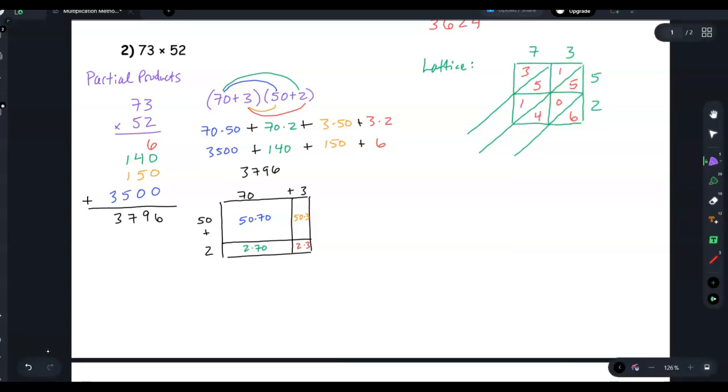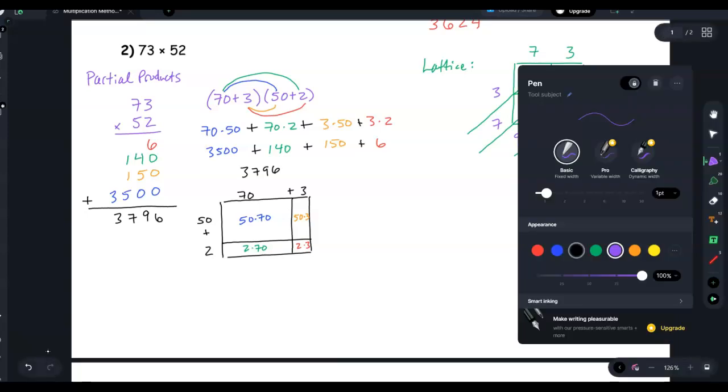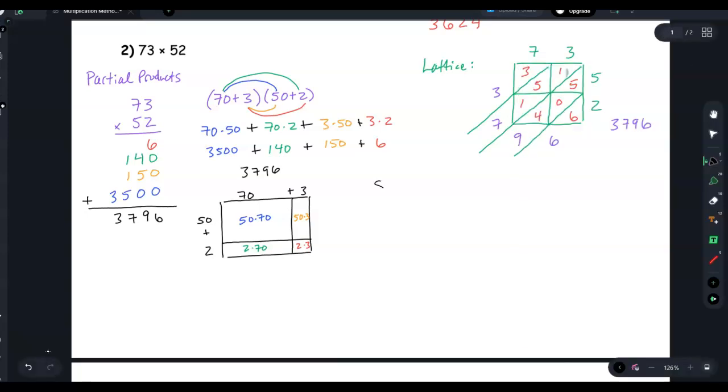And then I'm going to add along each diagonal. So this diagonal is only a 6. Here I have 5 plus 0 plus 4, which is 9. Here I have 1 plus 5 plus 1, which would give me 7. And then this diagonal only has a 3 in it, so I'm getting 3,796. And then finally, let me show this with the standard algorithm.